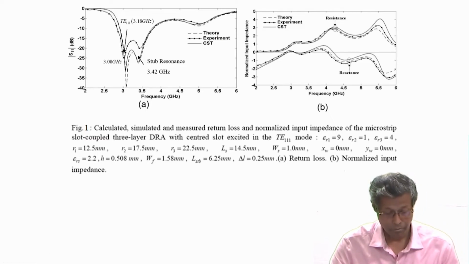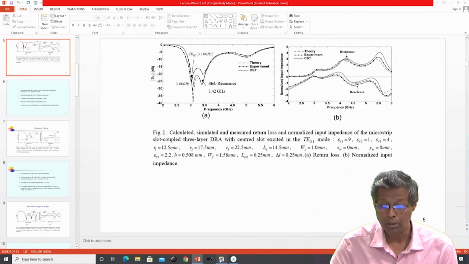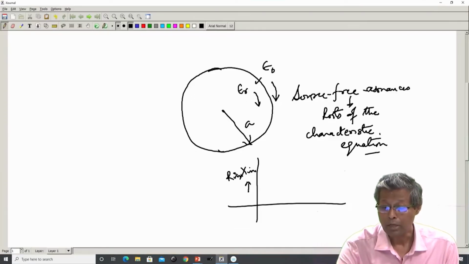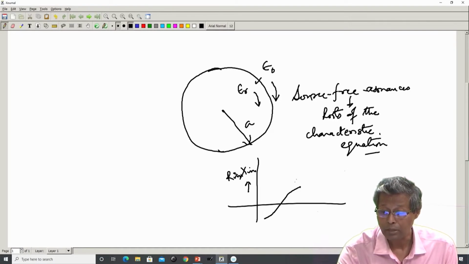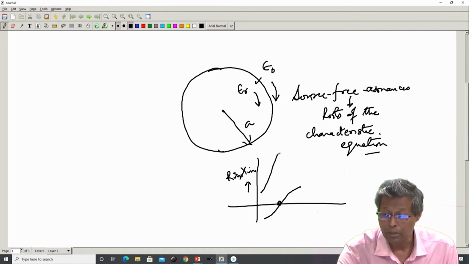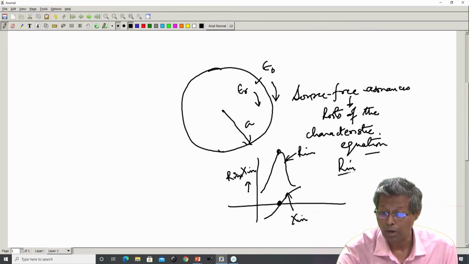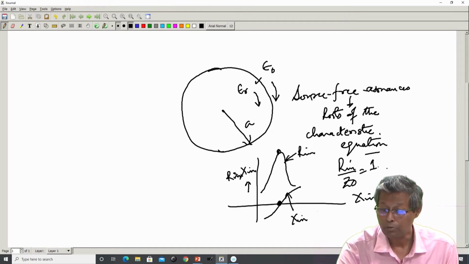What does that mean? Let us go to the figure again. If the input reactance, let us say, is close to 0 and the input resistance, so this is my input reactance X in and this is my input resistance R in. If my input resistance is close to 50, I will get a match. So, R in by Z0 will be close to 1, and X in will be close to 0. So, R in will be close to 50 ohm and X in will be 0. This corresponds to the loaded resonance.